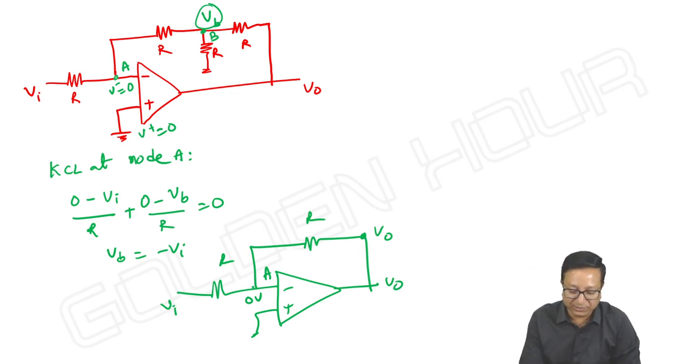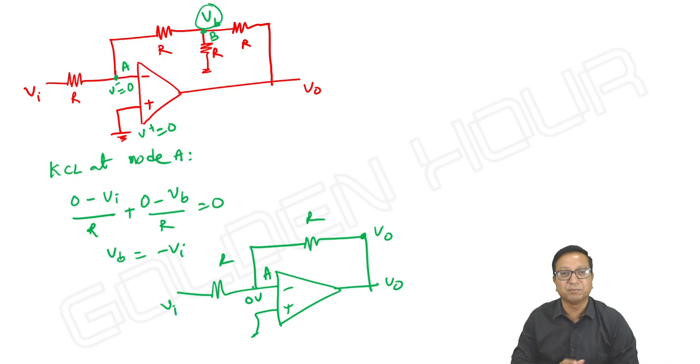Just what is the result of this node equation? By taking a node equation here, we are getting the voltage at the next point, which can be even written directly as minus R by R into Vi. Just like that you can write it. Keep this point in mind. Or you can take the nodal analysis, nothing to worry.